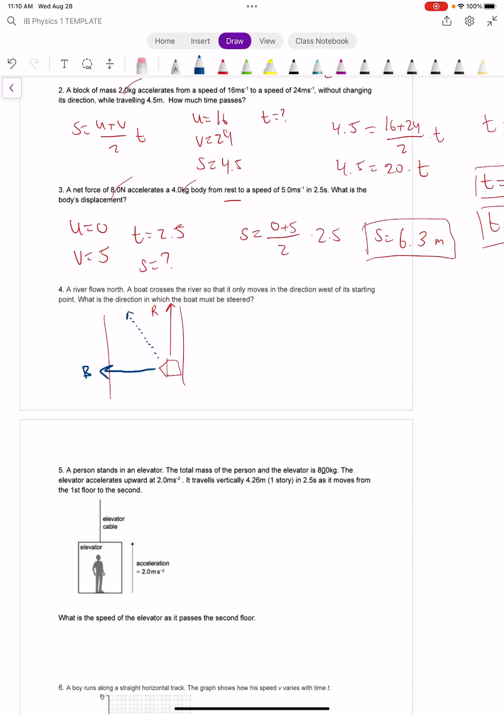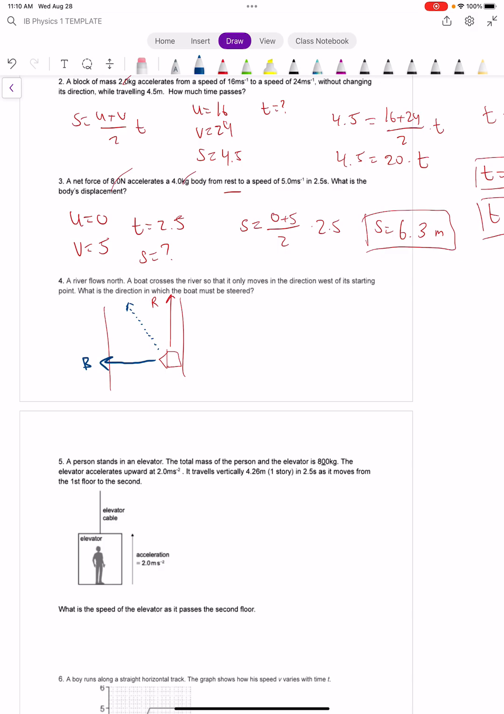And we don't want to go at an angle. We want to actually go straight across. So then we have to steer this way. The reason we have to steer this way is because the red vector with the green vector, the red vector cancels out the green vector, and then what's left is this horizontal vector.